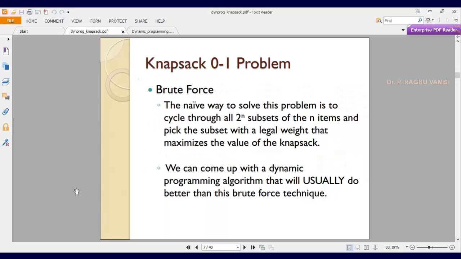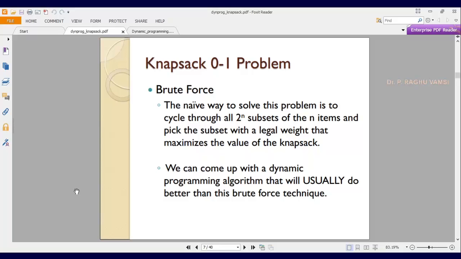So we can also solve the knapsack problem in a straightforward way. You just try randomly the possible items that are available and can be placed directly into the bag, and you check whether you have achieved a higher value or not. This is called a brute force approach.